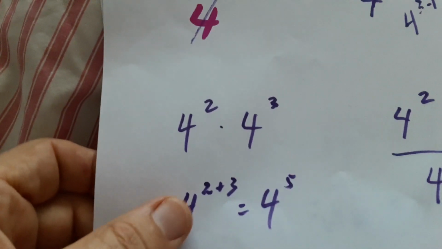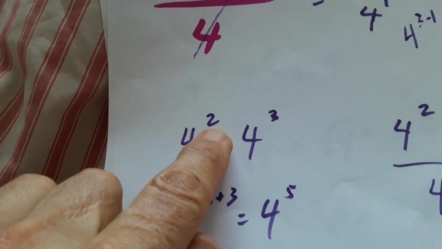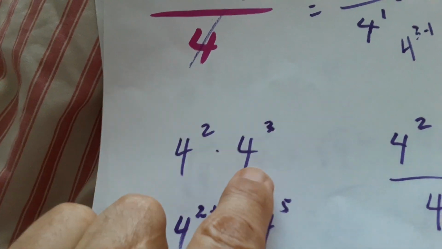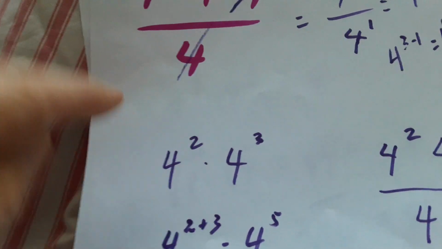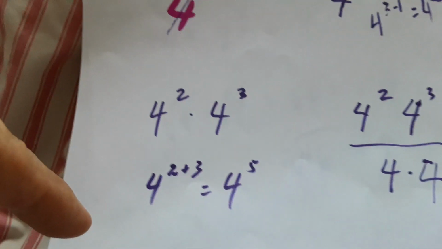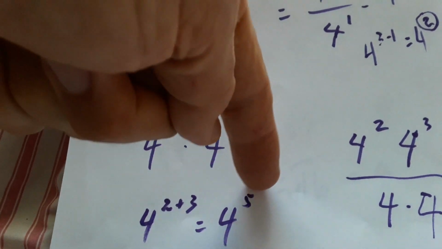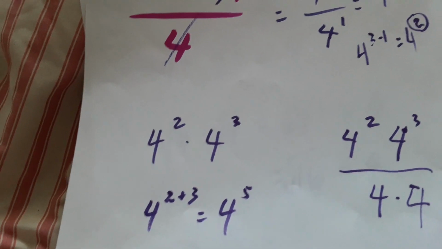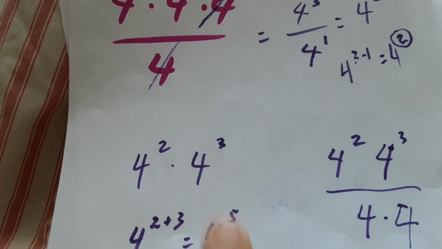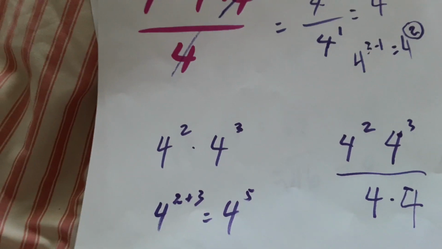So now we have a little system with, if you have 4 squared and 4 cubed, the second power and the third power, we're going to add those 2. See those? Add those 2 together. Make 4 to the 5th. So, 4 to the 5th power.